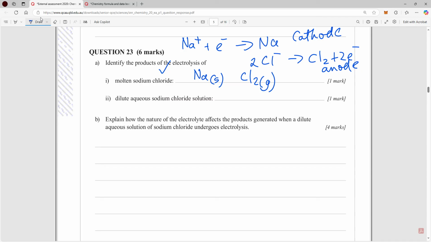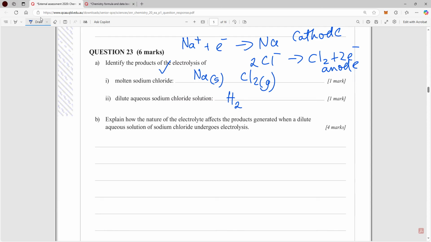Okay, so in this one here, both H plus and Na plus are attracted to the cathode. However, H plus is more likely to be reduced because H has a lower reduction potential than the sodium. So one of the products you're going to have from electrolysis is going to be hydrogen. Okay. Now it won't be the ion, it will be the gas, H2. Okay.